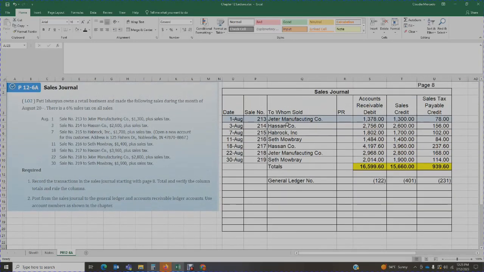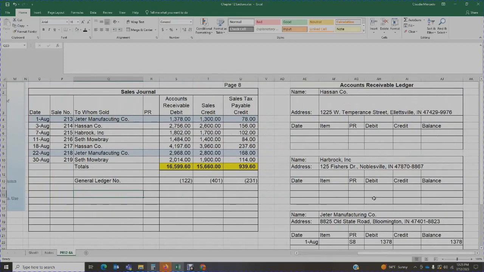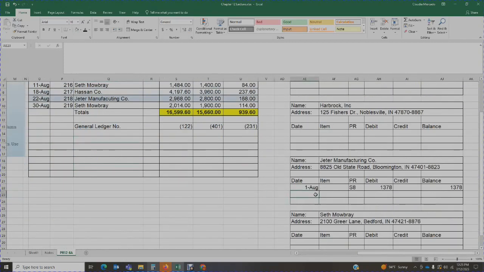So I'm working with Jeter. Let me see, do we have anything else for Jeter? Yes, we do. We have another transaction for Jeter right there, and this is on August the 22nd. So let's go back to Jeter and finish Jeter off. August the 22nd, sales journal 8, and the amount was $29.68.